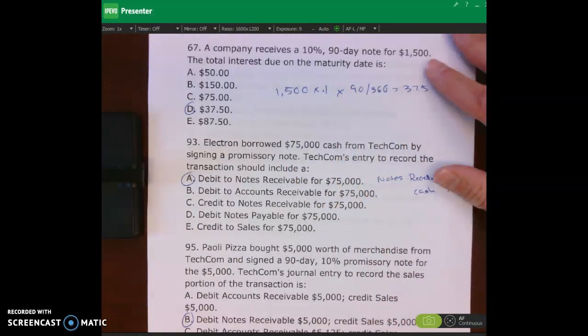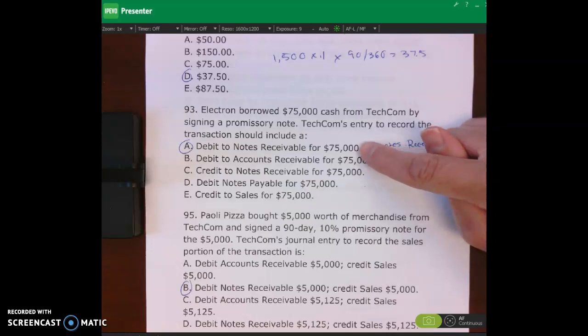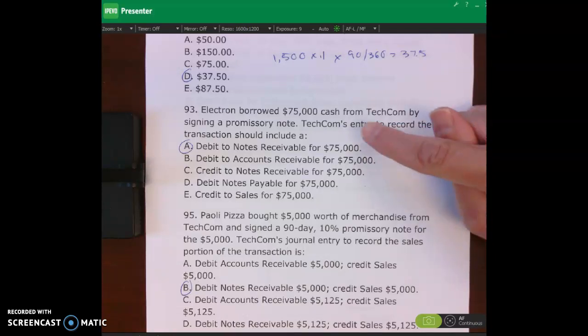Number 93, Electron borrowed $75,000 cash from TechCom by signing a promissory note. TechCom's entry to record the transaction is debit notes receivable, credit cash. So the right answer would be A, because it does include a debit to notes receivable. B is accounts receivable, but they signed a promissory note, so that means notes receivable.